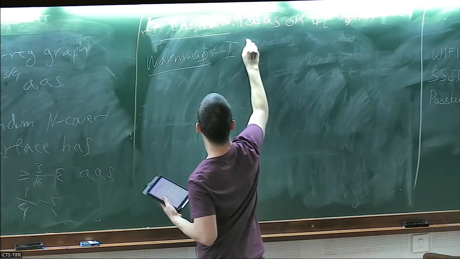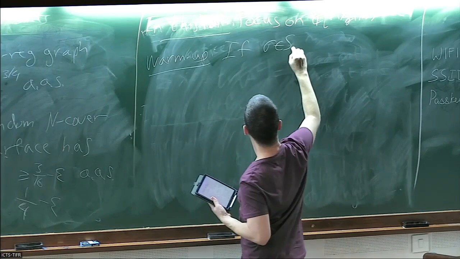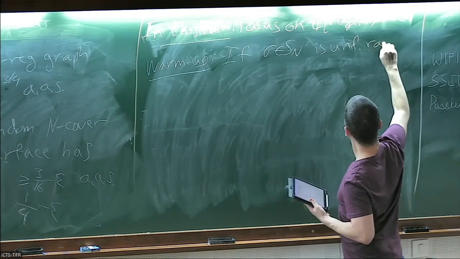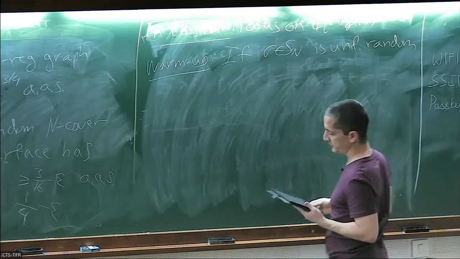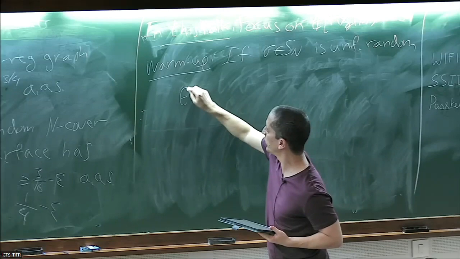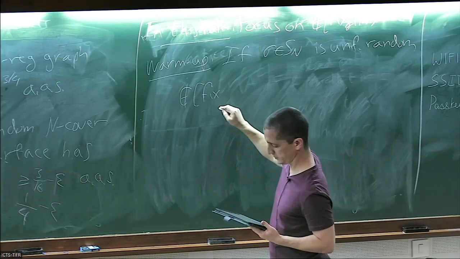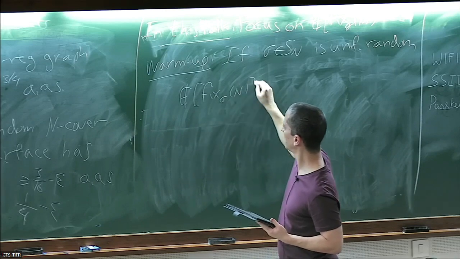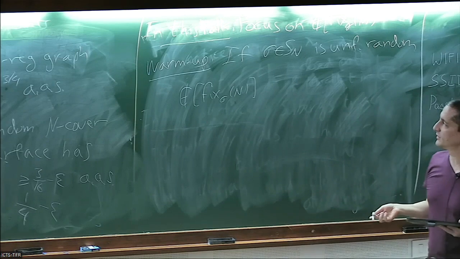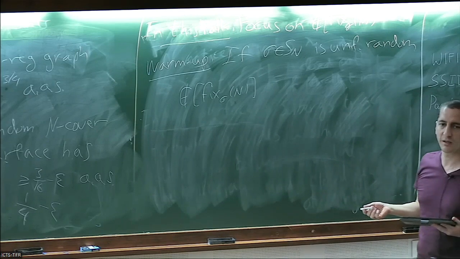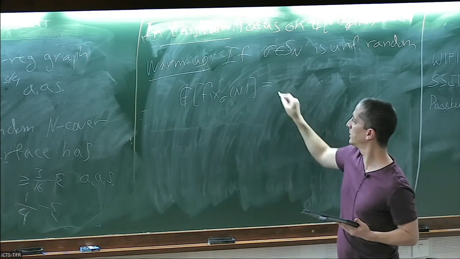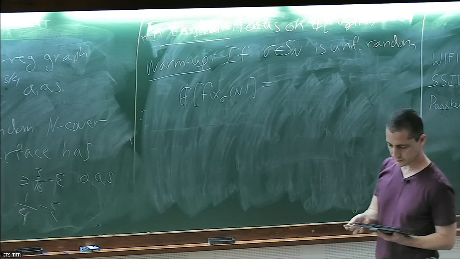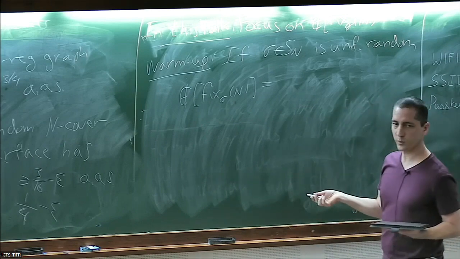If sigma in S_n is uniformly random, what is the expected number of fixed points of sigma? How many fixed points does a uniformly random permutation have? Okay, so what's the answer?